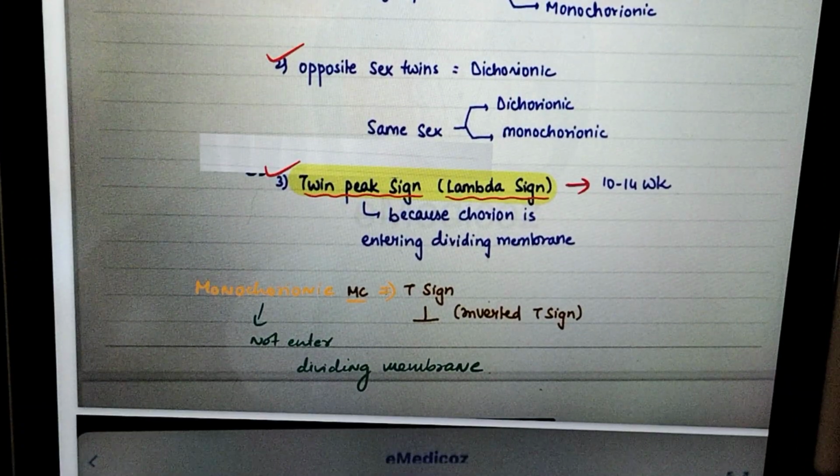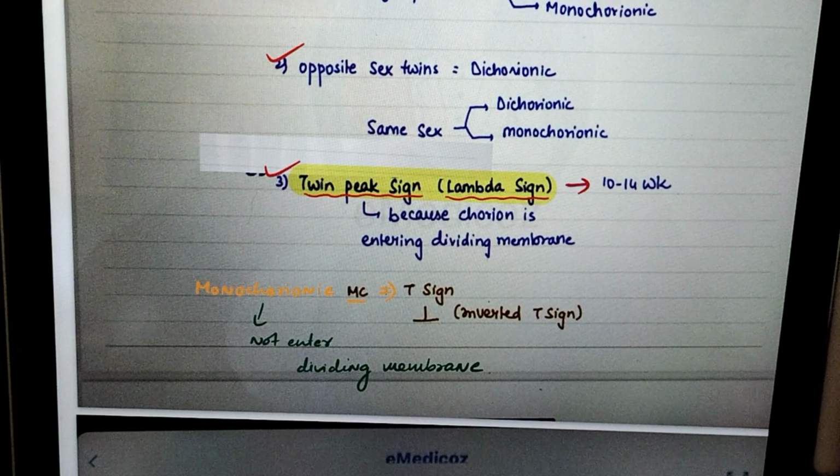Twin peak sign, also known as lambda sign, is seen around 10 to 14 weeks. This sign occurs because chorion is entering the dividing membrane. In monochorionic, it does not enter the dividing membrane. Most commonly, T sign is seen, or inverted T sign.